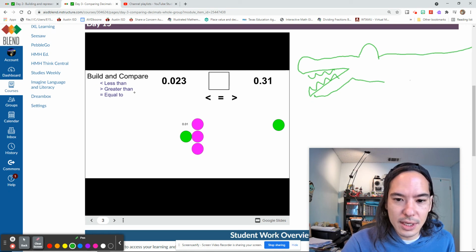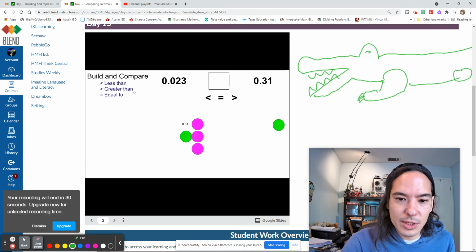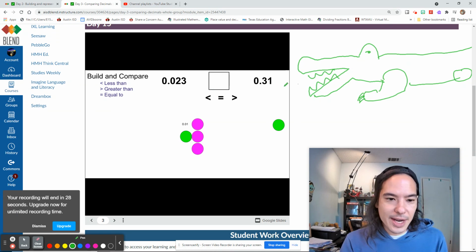Okay, this alligator's getting terrible. He needs claws. Do you want me to stop drawing the alligator? I should probably stop drawing the alligator. All right, so there's our alligator.